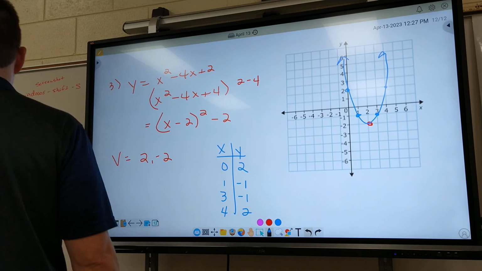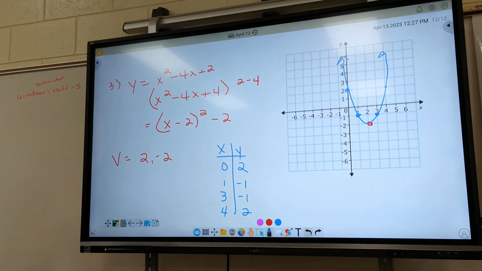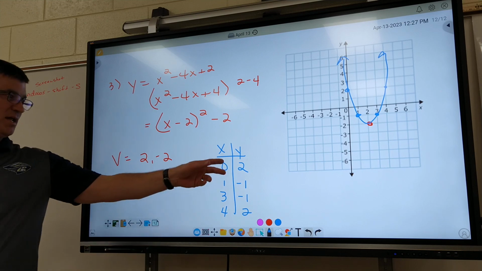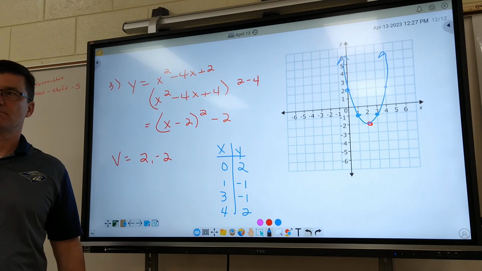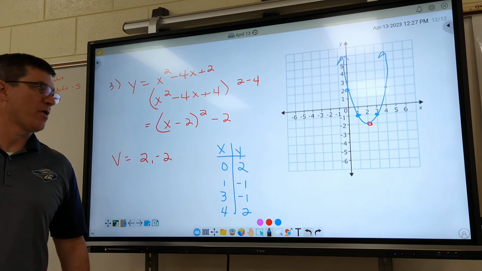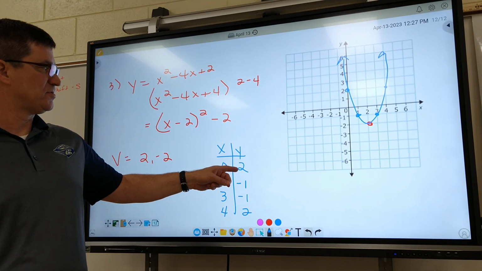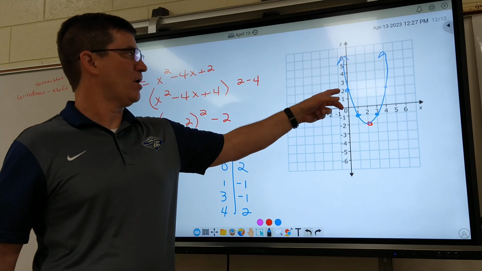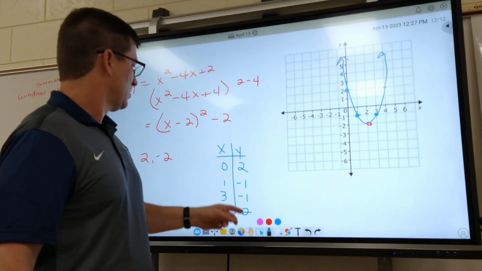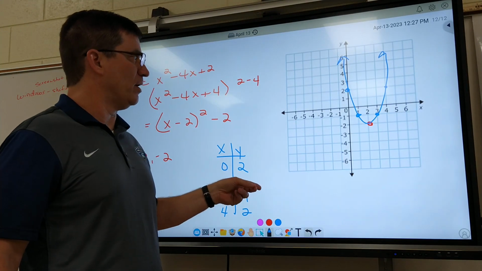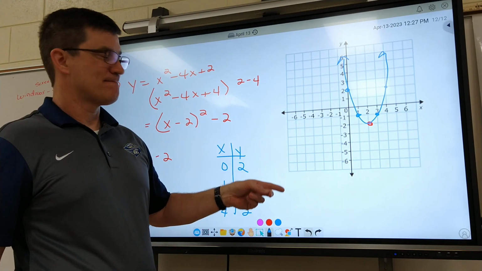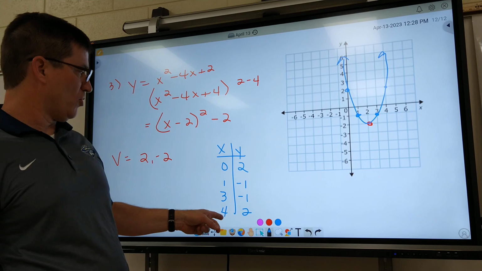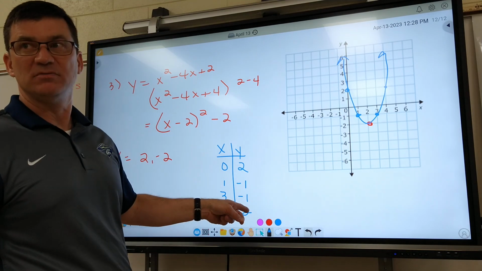All right, so now let's look at number 4. I graphed all the same dots, but all of mine are in the bottom quadrant. All right, well, look, over 0 up 2. Over 0 up 2's got to be right there. Over 1, -1. You got it now? Over 3, down 1. Over 4, up 2.